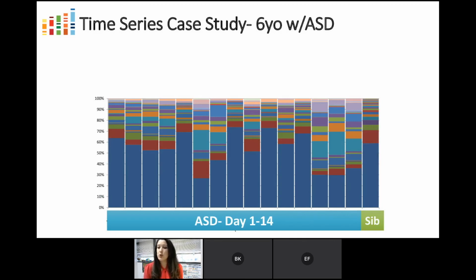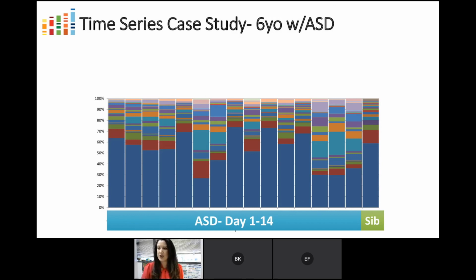So here we have a 2-week time series case study of a single child with autism where daily stool samples were collected, as well as, on the far right, a single stool sample collected from an unaffected sibling. And what you can see here is that in the middle of this 2-week period, you see a shift in the microbiome, with a very similar shift happening at the end of that 2-week period.